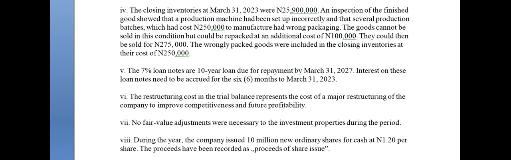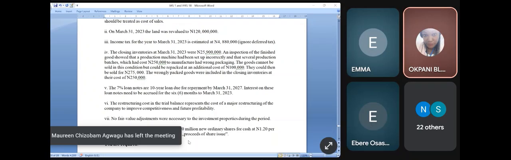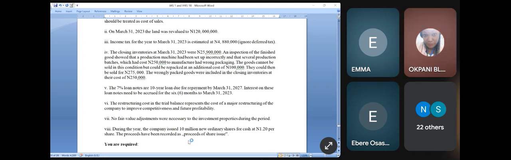Are we still together? You said you're using the sales value because it said they could then be sold. I thought we were supposed to use the cost. Wait now. They could then be sold for 275,000.